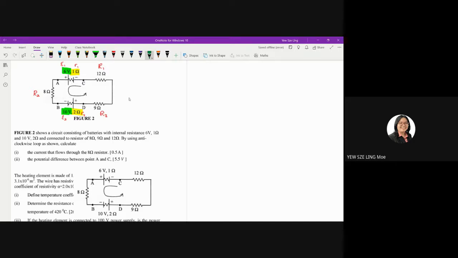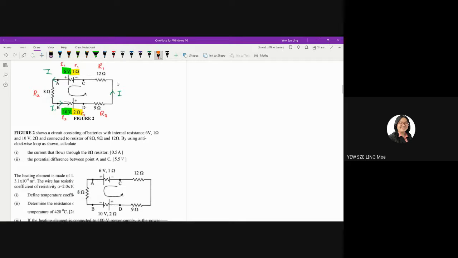The direction of the battery. So the I should be flowing in the anti-clockwise direction according to the diagram given. This is my I. So I have I flowing in the anti-clockwise direction, and the loop given is also anti-clockwise. So what are we going to do now?